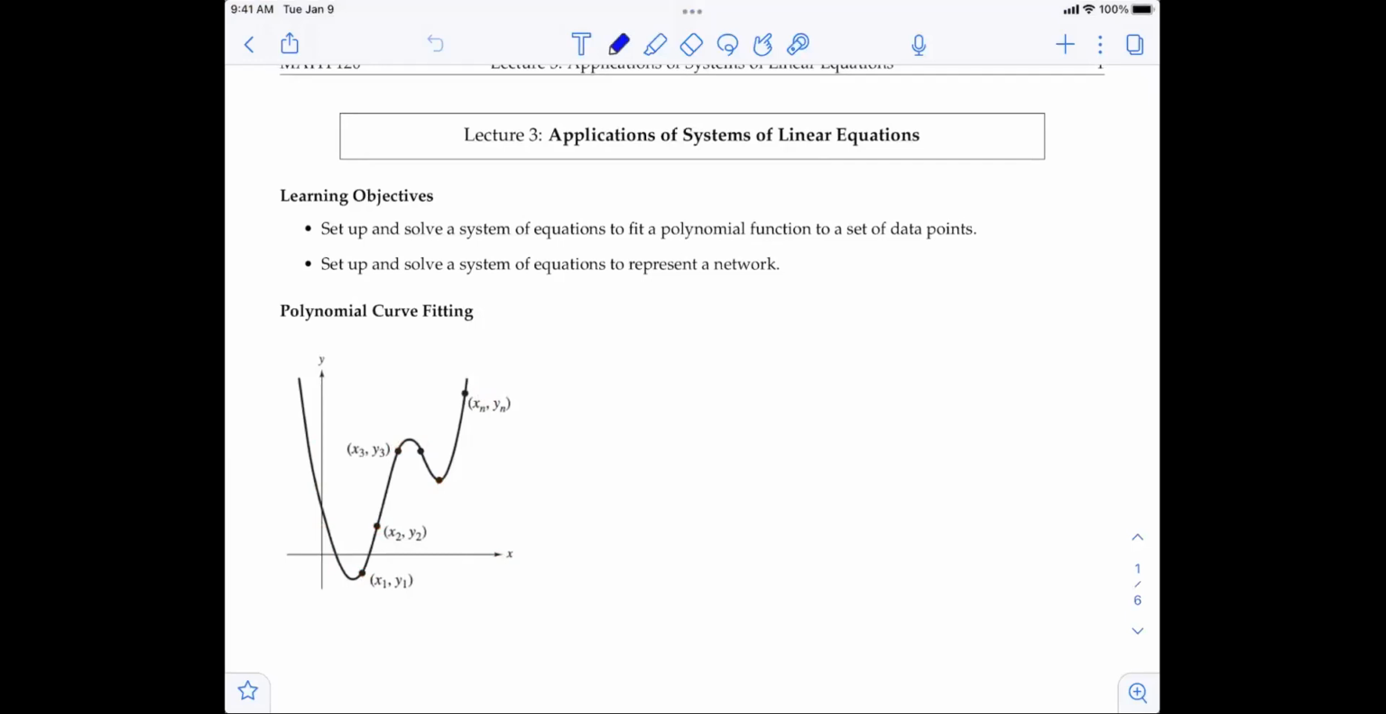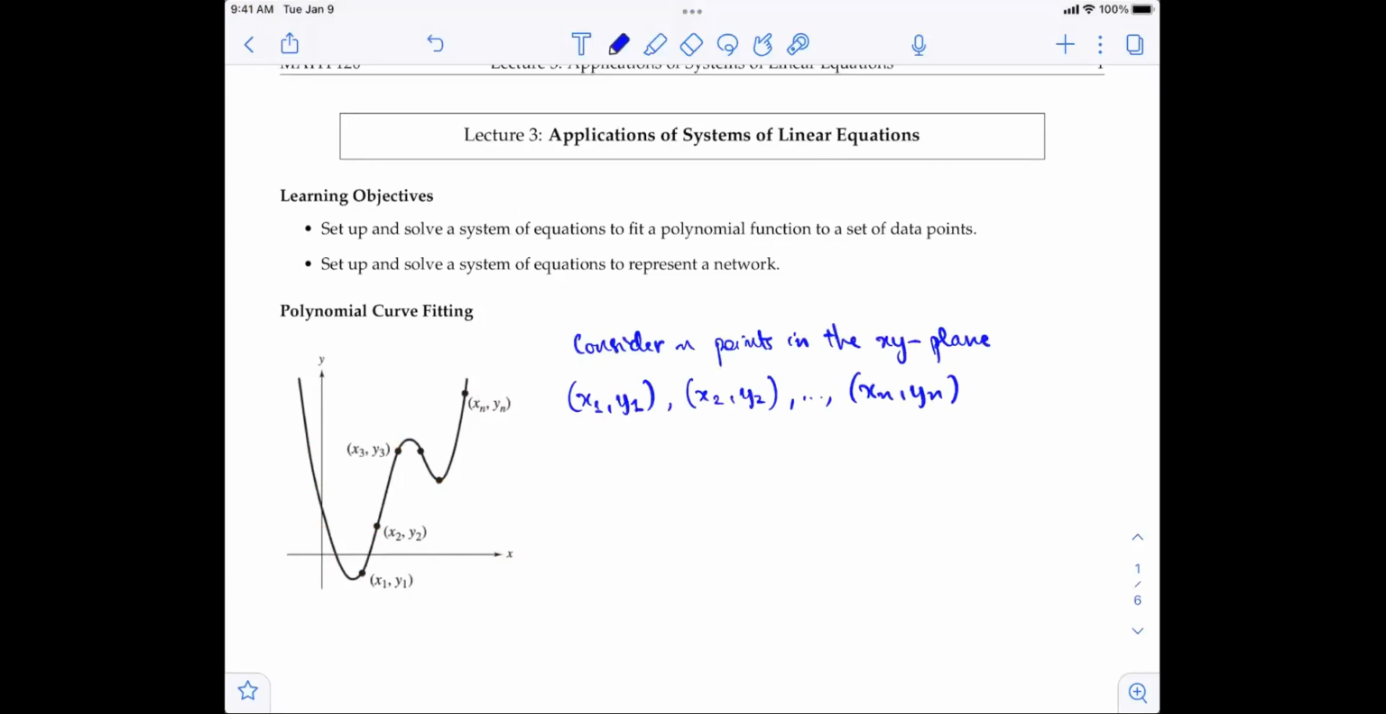So what we're looking for in this case is to consider n points in the xy plane, and the points are, the first point x1 y1, the second point x2 y2, the next point x3 y3, so on and so forth up to x sub n y sub n.